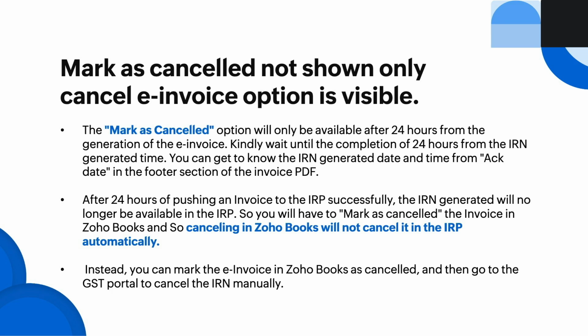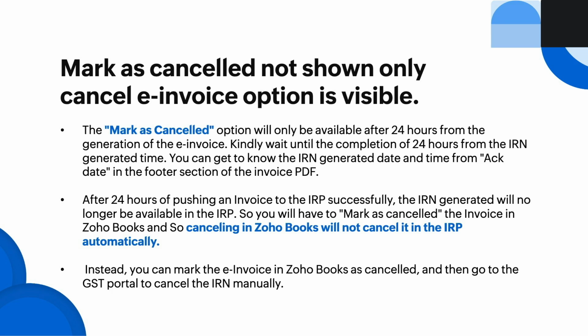The next error would be that the mark as cancelled option is not shown, or only the cancel e-invoice option is visible. First, understanding the difference between mark as cancelled and cancel e-invoice is very important. Let's say we have discussed earlier, when the invoice is created today and it is less than 24 hours, I will see only the cancel e-invoice option. If it's more than 24 hours, I will not see the cancel e-invoice option, but the mark as cancelled button.